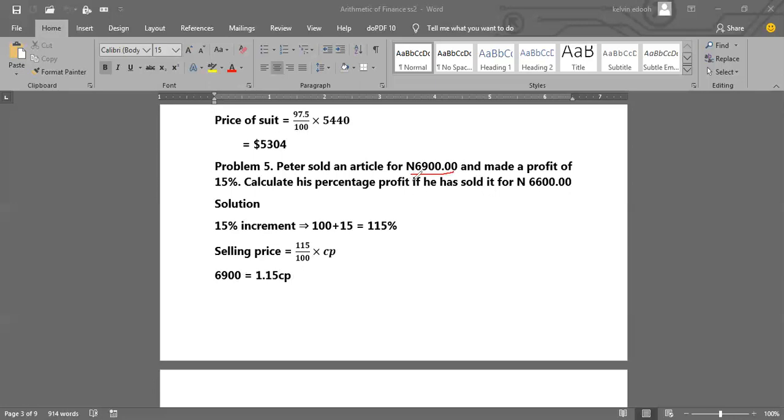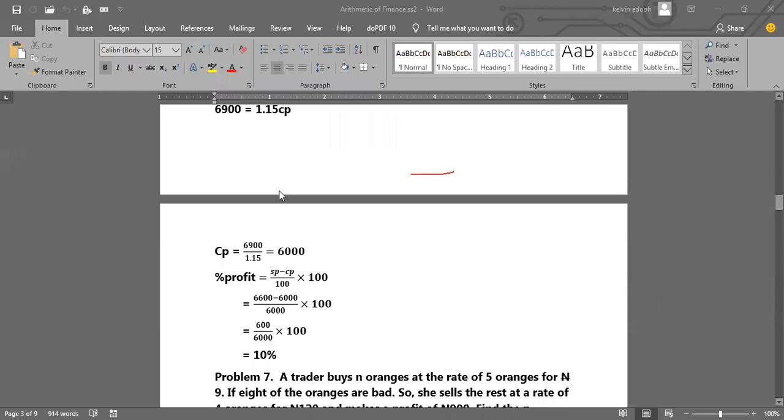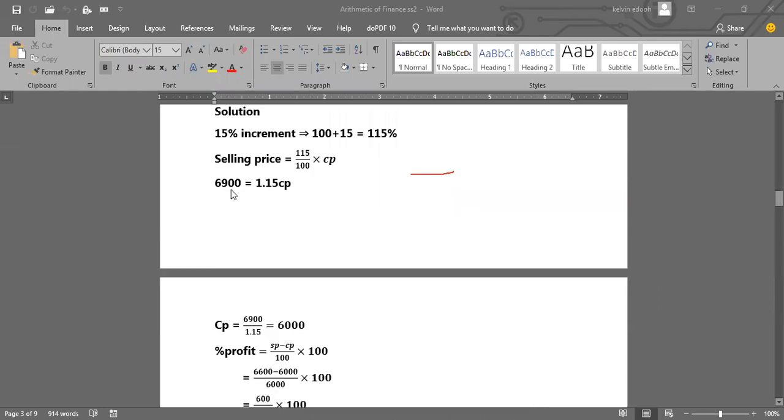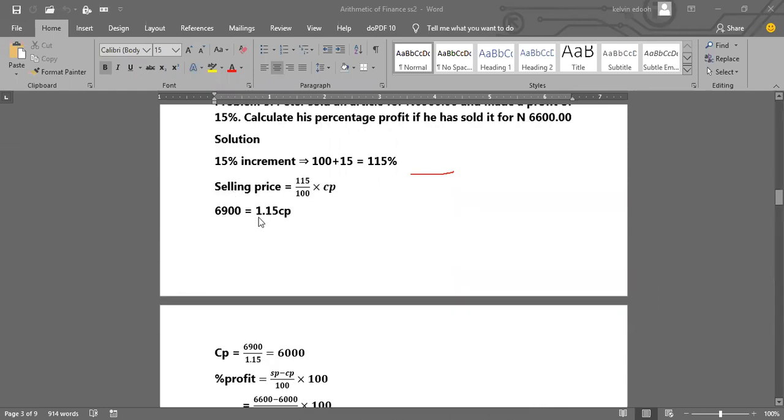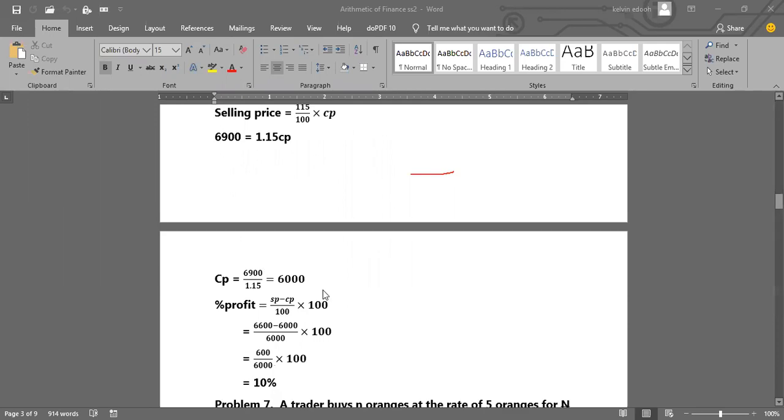From here, we can get the cost price, because we know that the selling price is the percentage increment times the cost price. So if we do that, the selling price given was 6,900 equals 1.15 CP. So we solve for CP, which will be equal to 6,000. So now with this, we can then go ahead to calculate what?